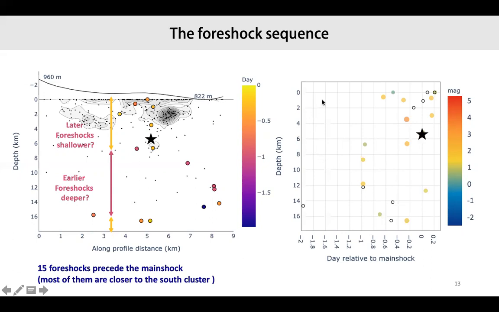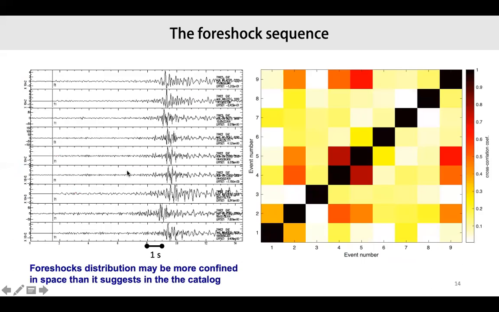Again, this depth evolution of foreshocks can be real, but we also want to point out that, again, in the earlier days, due to the lack of local stations, the depth uncertainty of those foreshocks can be high. Here is a preliminary plot of a way we would like to do in order to put more constraints on the foreshock locations. Here are the waveforms of 9 foreshocks recorded at one single station.